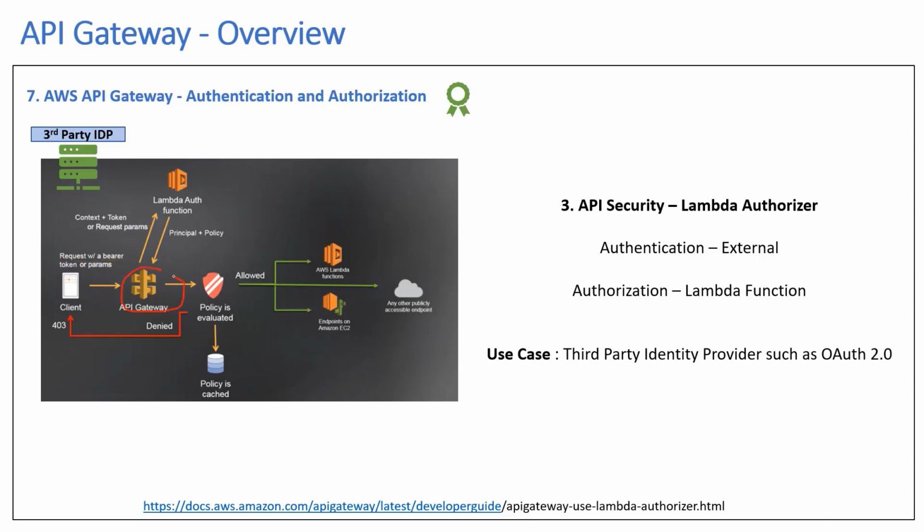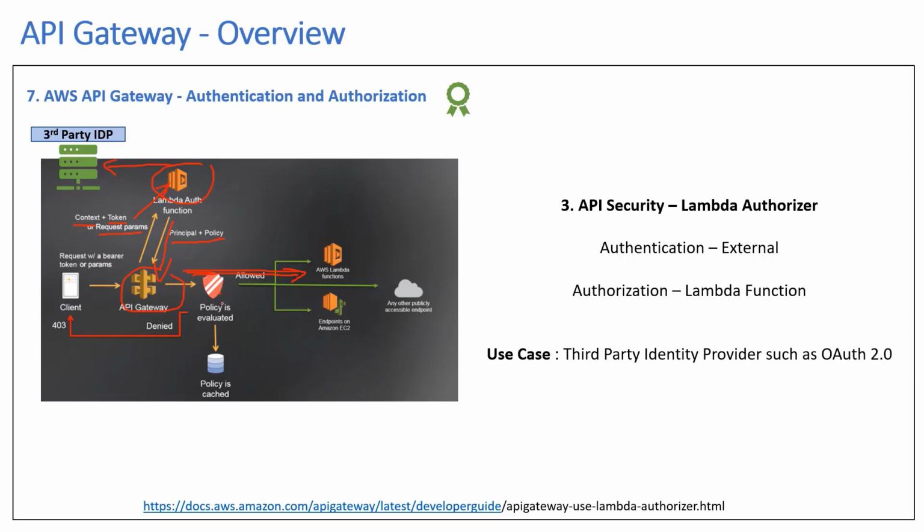Then this API gateway is going to pass on this token or request parameter along with context to the Lambda function. This Lambda function, where you will have to write a little bit of code, is going to validate this token or request parameter with this third-party identity provider. And if the request is validated, then it is going to pass on the principal and IAM policy back to this API gateway. And this request from the client is allowed to access the backend.